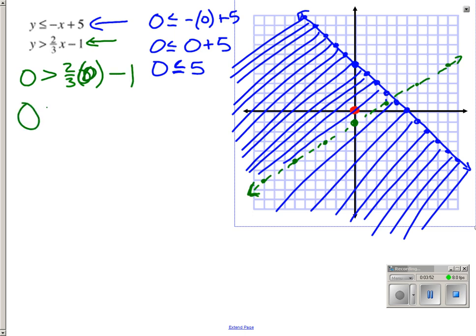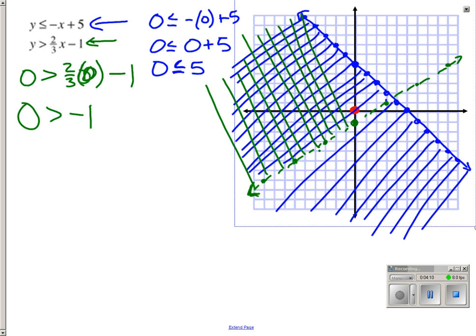Multiply everything out. 0 is bigger than negative 1. Again, 0 is bigger than negative 1. This is a true statement. So now I'm going to shade above this line because that's where the test point is. It's above. I'm going to shade where my test point is.